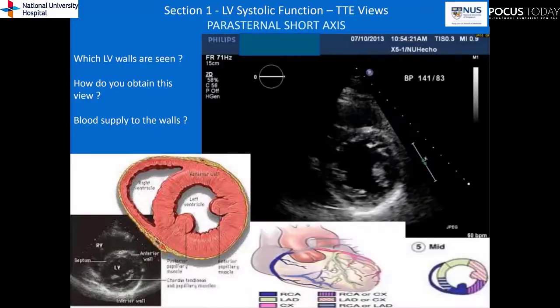It is important to remember the ventricular interdependence between the left and right ventricle. This is best appreciated in the parasternal short axis view, where the interventricular septum can be visualized. The parasternal short axis view is obtained with the probe in the third or fourth left parasternal intercostal space, with the transducer marker facing the left shoulder.